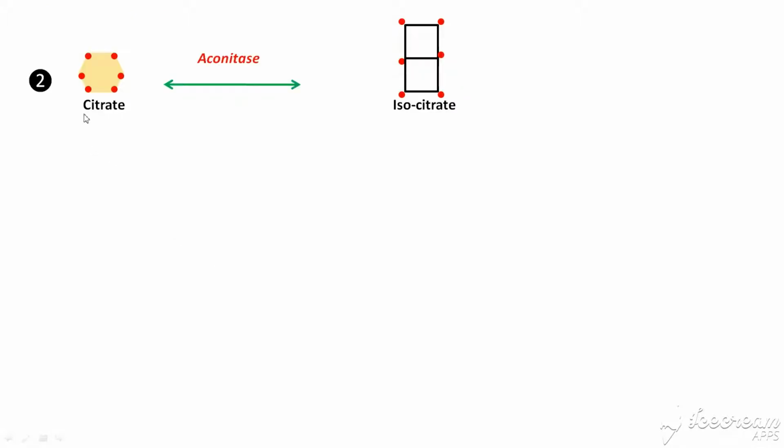The second reaction is going to be the conversion of citrate into isocitrate. Now, as you can see, citrate has 6 carbons and isocitrate has 6 carbons. So the carbons are just going to be structured differently. The enzyme that catalyzes this reaction is going to be aconitase, and this is a reversible reaction.